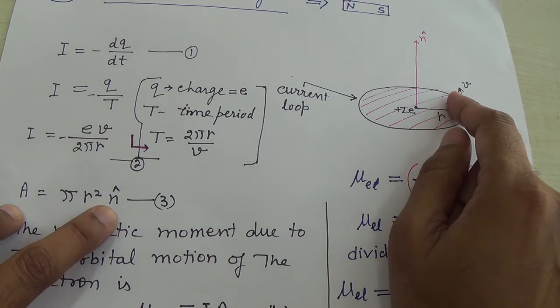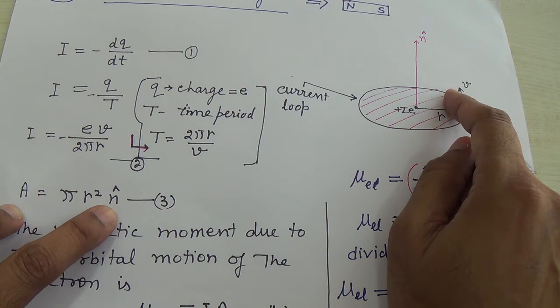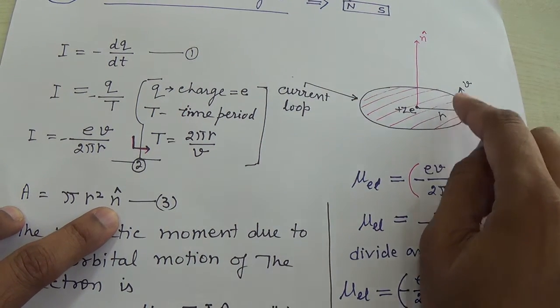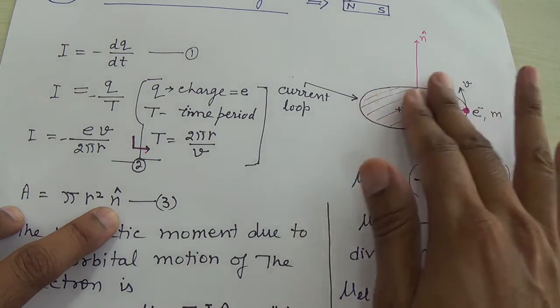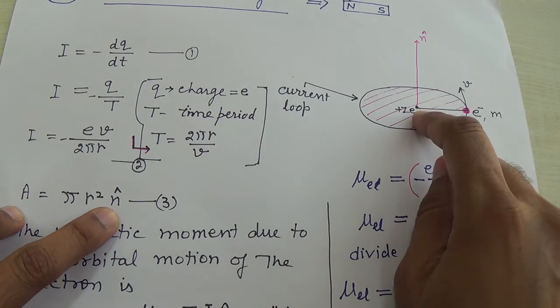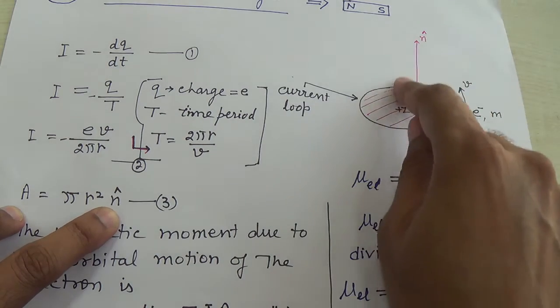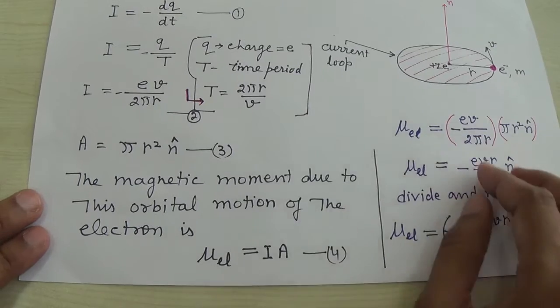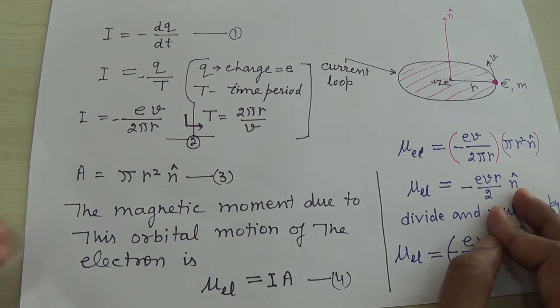As such, area is a scalar quantity, but when you introduce a unit vector with it, you treat this area as a vector quantity, and the direction of that area will be perpendicular to the plane. This is the plane of the current loop, so the direction of the area will be perpendicular to it, that is this one.